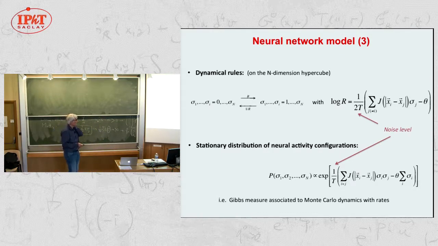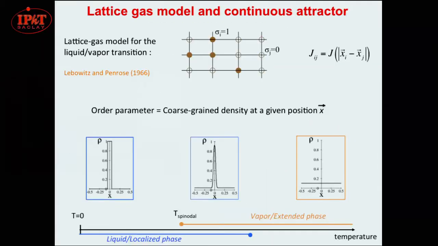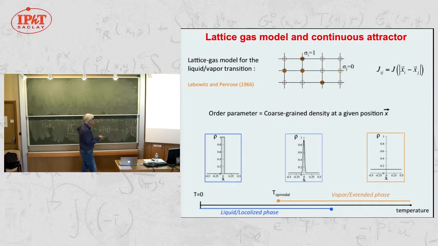In fact, this model was introduced a long time ago in statistical physics in a very different framework, but it is the same model. In particular, in this paper, people were interested in the liquid-vapor transition, the liquid-gas transition, and they wanted an exactly solvable model for this transition. In this paper from 1966, they considered some kind of lattice gas model.